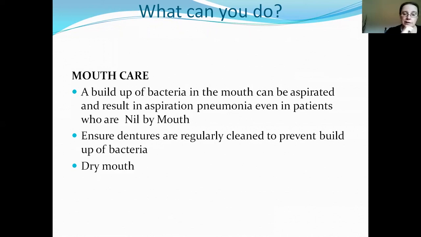And just looking for things like a dry mouth. Medication can make somebody's mouth quite dry. And again, if they're not having many fluids because of the issues, that will cause a dry mouth. And it's just important to encourage them to sip small amounts as often as they can.